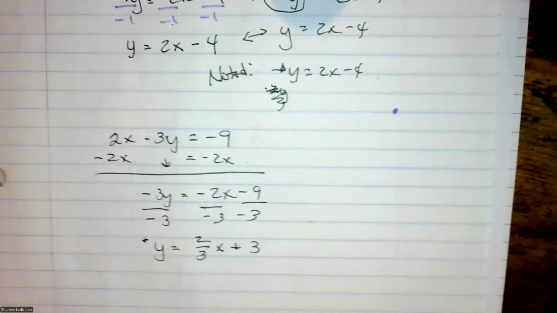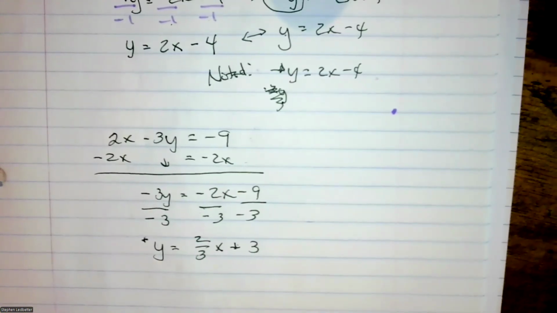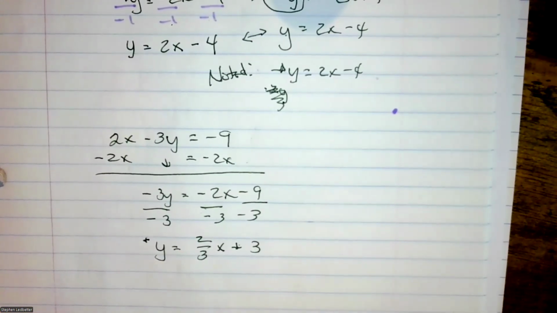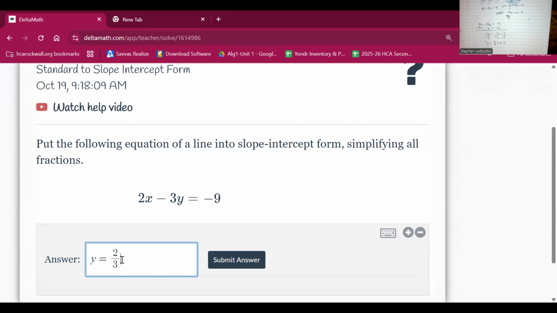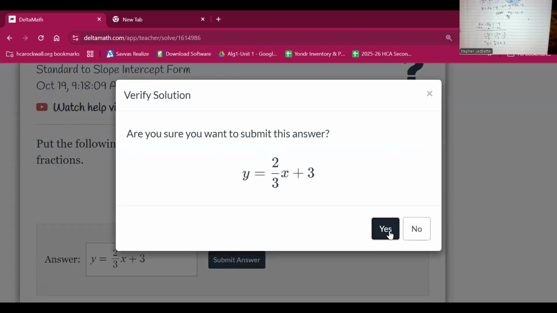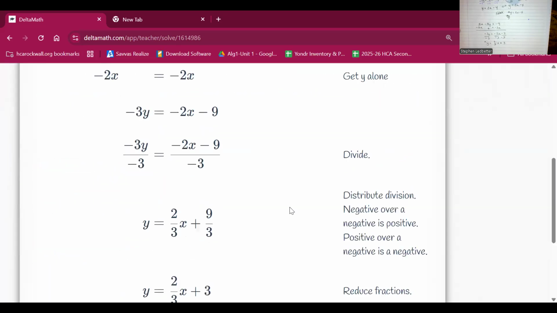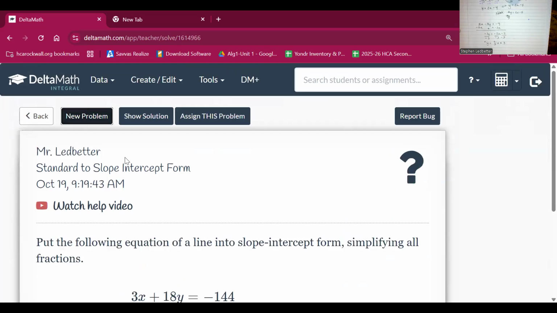So we're going to write that on my screen. So here we go. I'm going to share my screen. So y equals, and you just hit 2 divided by 3. Make sure you click out of that because you want the x right here. Then plus 3, and then you can hit submit. And that's how you do it. All right. So they're all pretty much like that. There's just some of them are big numbers, but other than that, that's it.